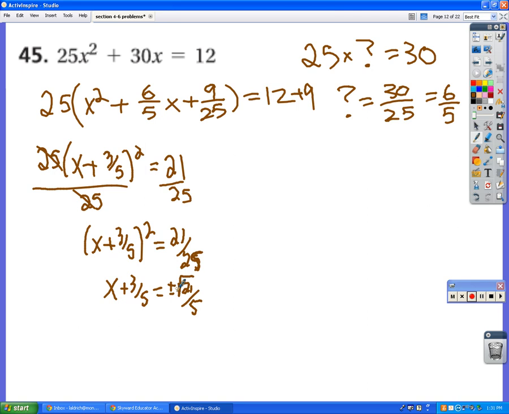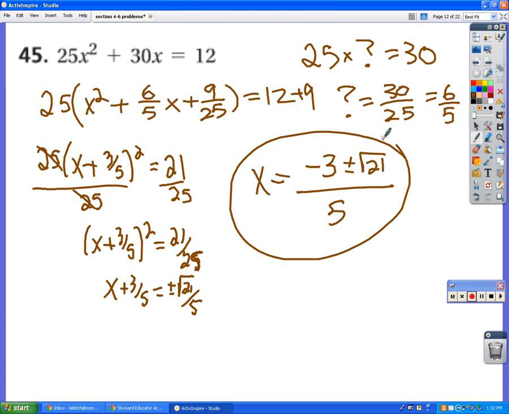And what Courtney's getting excited about is when you subtract these 3/5, you already have a common denominator. All right? So my final answer is going to be -3 plus or minus the square root of 21 over 5. All right?